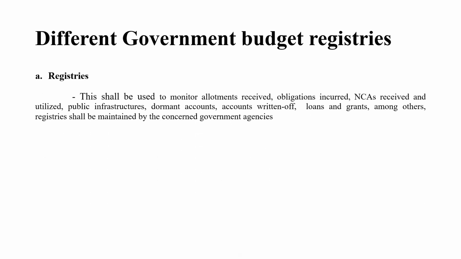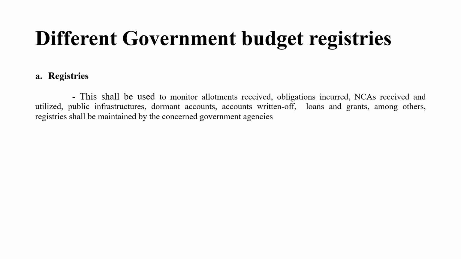So let's proceed with the different government budget registries. Number one is the registry. Let's first define what a registry is. This shall be used to monitor the allotment received, obligation incurred, notice of cash allocation or NCA received and utilized, public infrastructure, dormant accounts, accounts written off, loans and grants, among other registries, and shall be maintained by the concerned agency.